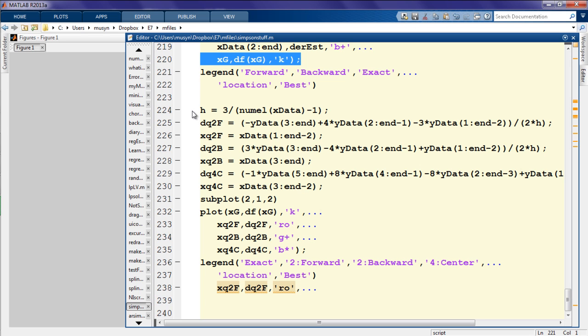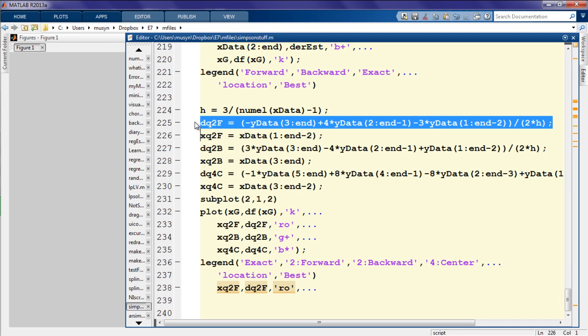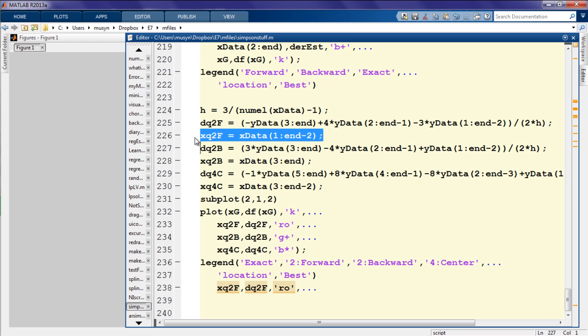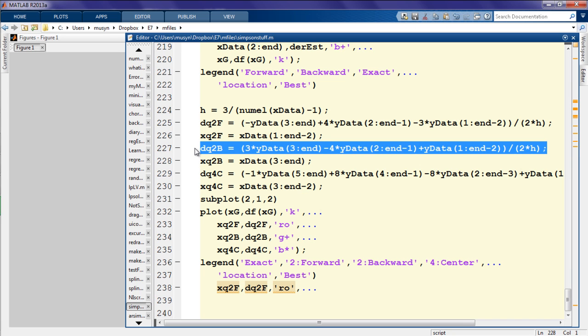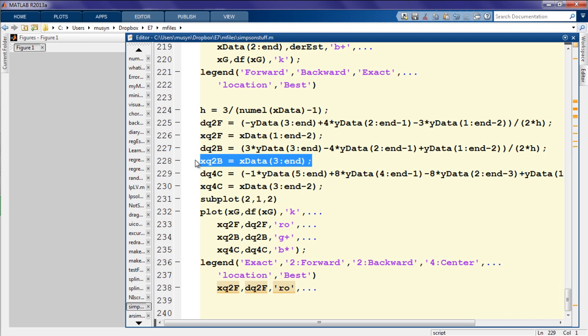And then we'll move to the higher order formula. h is 3 divided by the number of data points minus 1. Here is the derivative using the quadratic formula. That's the 2 forward. It involves y advanced twice, y advanced once, and y all divided by 2h. The x data, since it was forward, is x data 1 through 2 points from the end. The backward involves y advanced twice, once, and y, but the x data is different. It's the x data with the first 2 points omitted.